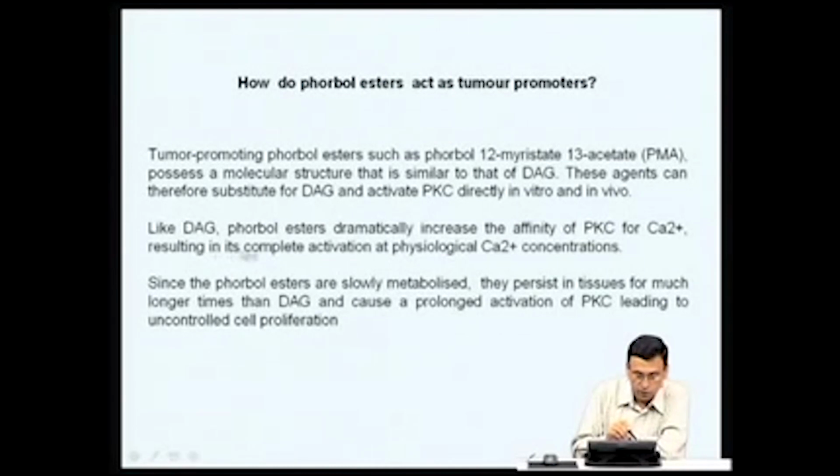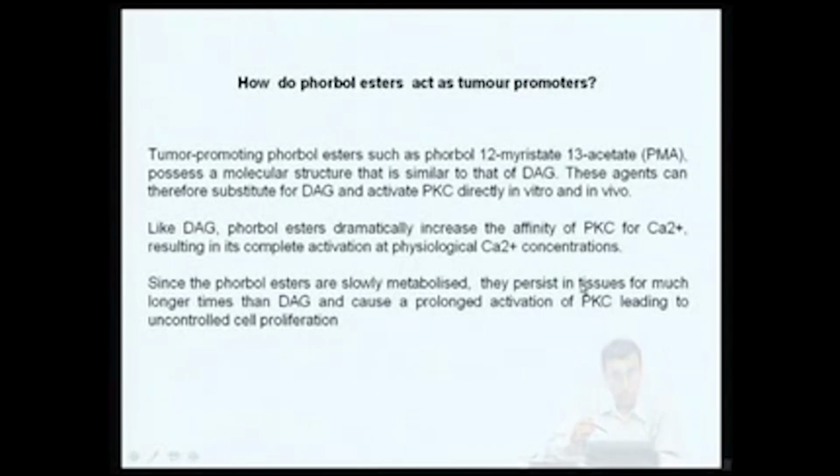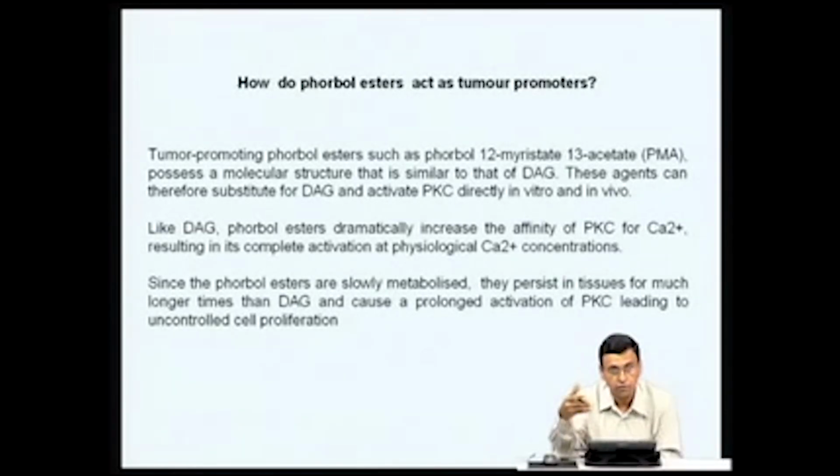So, like diacylglycerol, phorbol esters dramatically increase the affinity of protein kinase C for calcium, resulting in its complete activation at physiological calcium concentrations. Since phorbol esters are very slowly metabolized, they persist in the tissues for much longer than DAG, and therefore cause prolonged activation of PKC, leading to uncontrolled cell proliferation. Now, PKC plays a very important role in the regulation of cell proliferation, and if PKC is continuously activated, it results in uncontrolled cell proliferation.